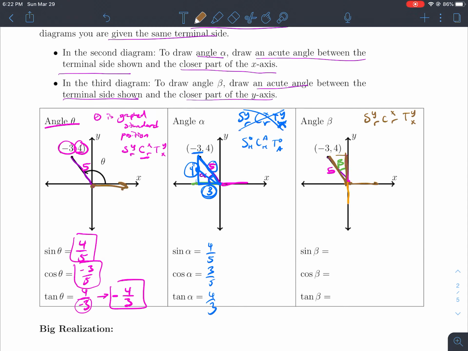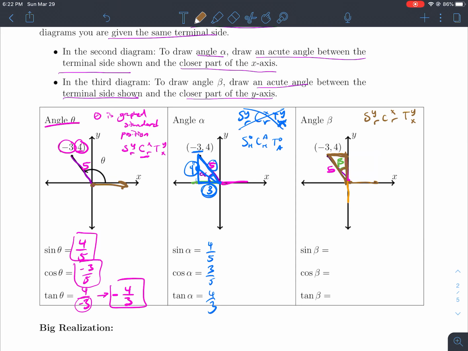So we have to try to draw a triangle that involves beta. And we're able to do that, luckily. So here's our triangle with beta in it. Beta is this tiny acute angle right here. The hypotenuse is 5. Because we go back 3, the side length here is 3. And because we go up 4, the side length here is 4.